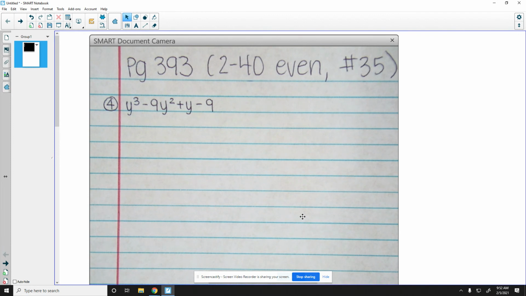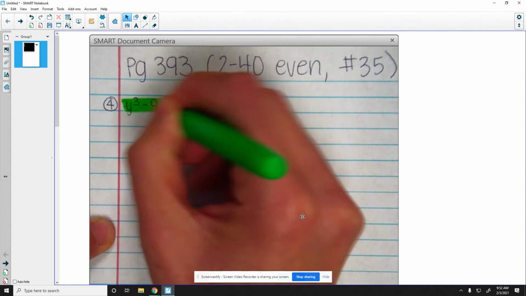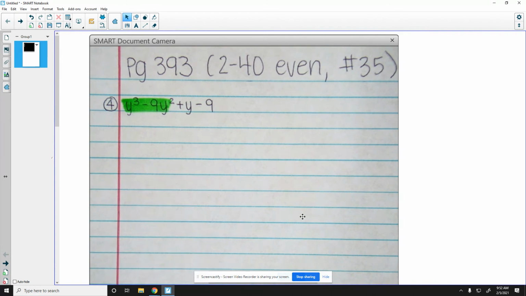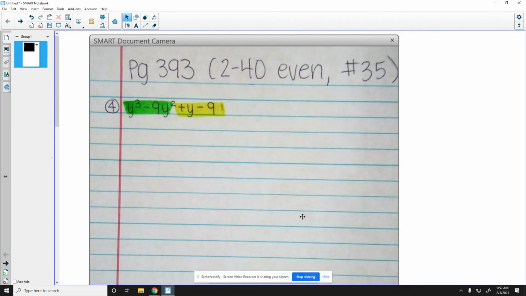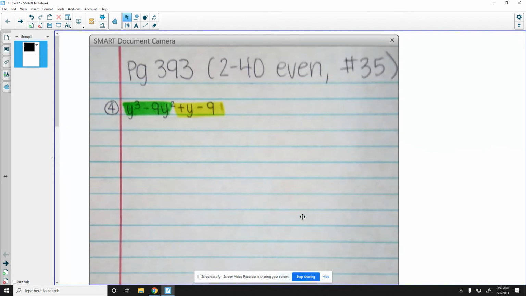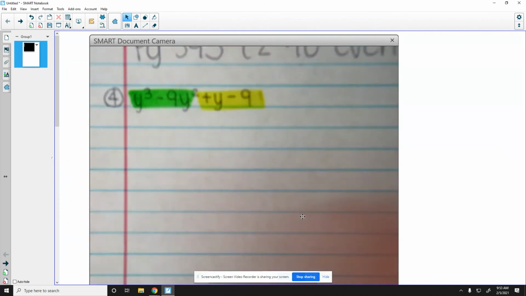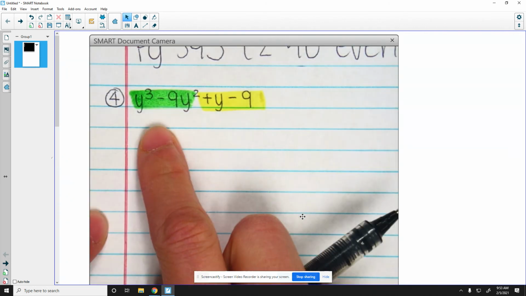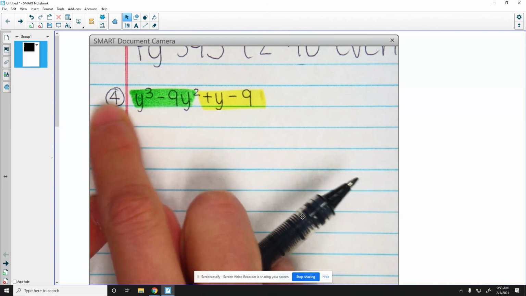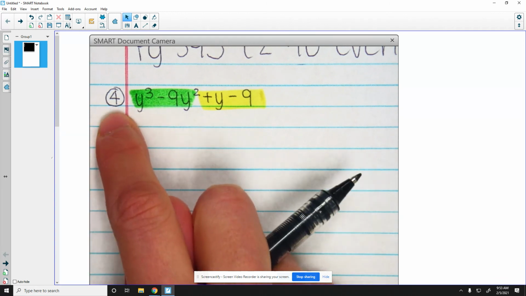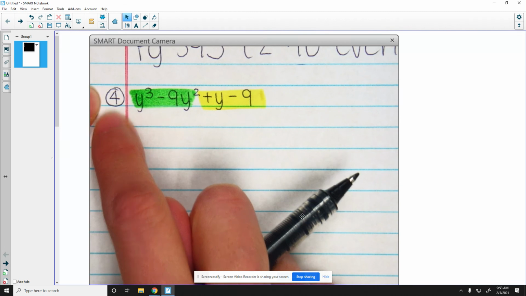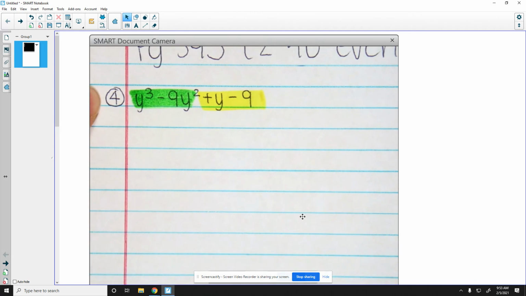So let's do that. Remember how we grouped? You have the first 2, and then you have the second 2, and we're just going to group it like that. Let's take a look at the first group. When we're doing this, please be neat and organized with your work. Write the problem down, write the problem number down as well, so I know which problem it goes with. Don't just write your work everywhere.